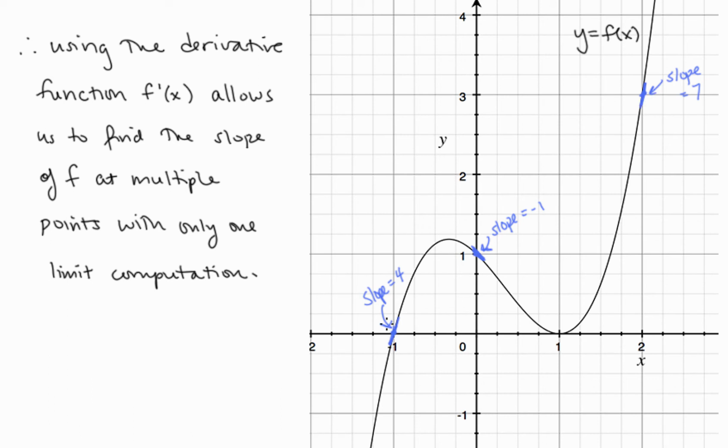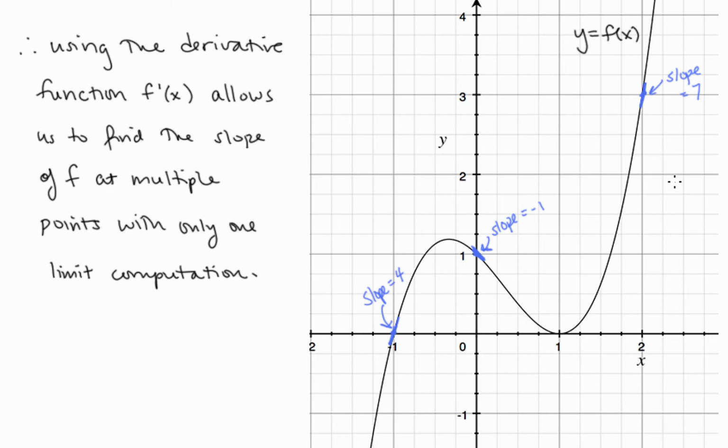And keep in mind that in Lesson 8, if we wanted to find these three slopes, we would have had to take 3 limit computations. But now we can do the limit computation once with x holding the place of any x value, and then plug in the different x values. So it's a bit more efficient.